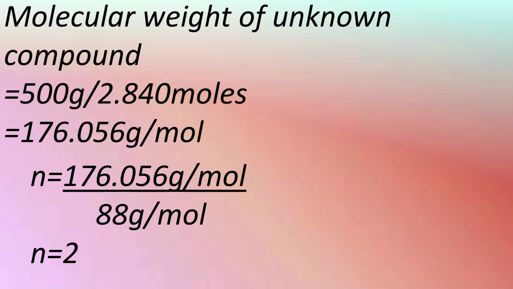Molecular weight of unknown compound we will calculate as I have discussed earlier. 500 grams of unknown compound divided by the moles already given in the example, 2.840 moles. After dividing, answer appears 176.056 gram per mole, which is the molecular weight of unknown compound. Now we will calculate the value of N, that is molecular weight divided by empirical formula weight. 176.056 gram per mole divided by 88 gram per mole. Answer appears 2. So the value of N is 2.